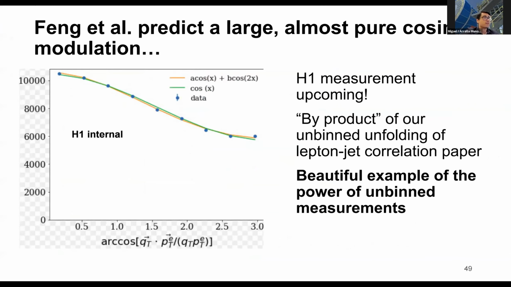Actually, that's precisely what we see. I mean, this is an internal plot. We need to do the measurement, but actually, this is almost a byproduct of our previous measurement. Because the previous measurement was unbinned, we can recompute with the unbinned result. We can recompute this new observable that we didn't have in consideration when we started the measurement. And so this is a beautiful example of the power of unbinned measurements.